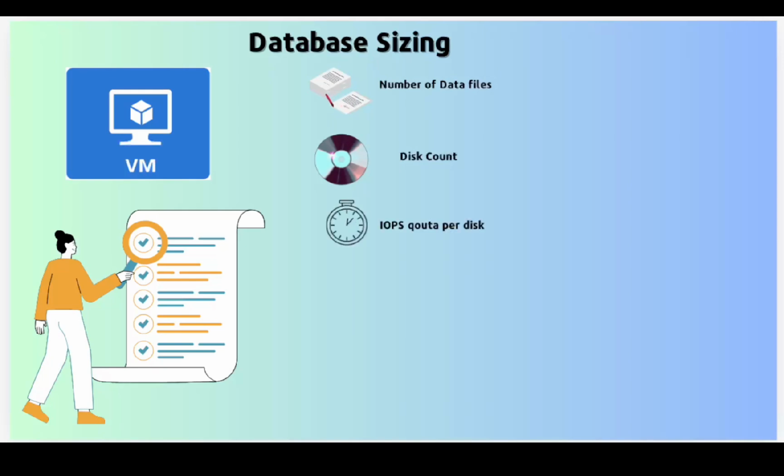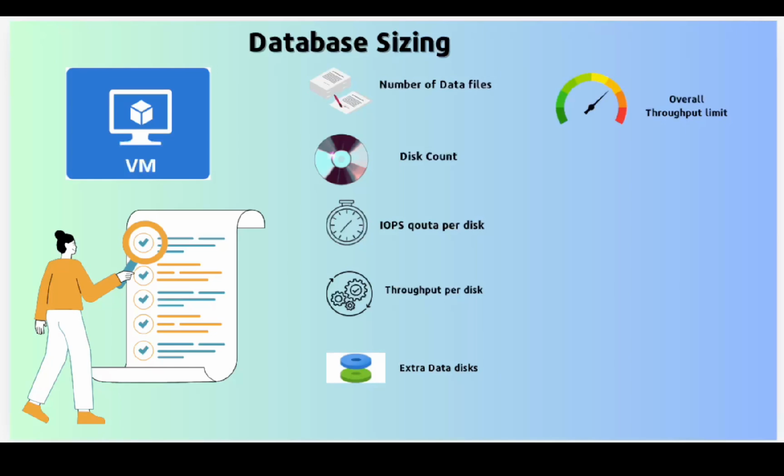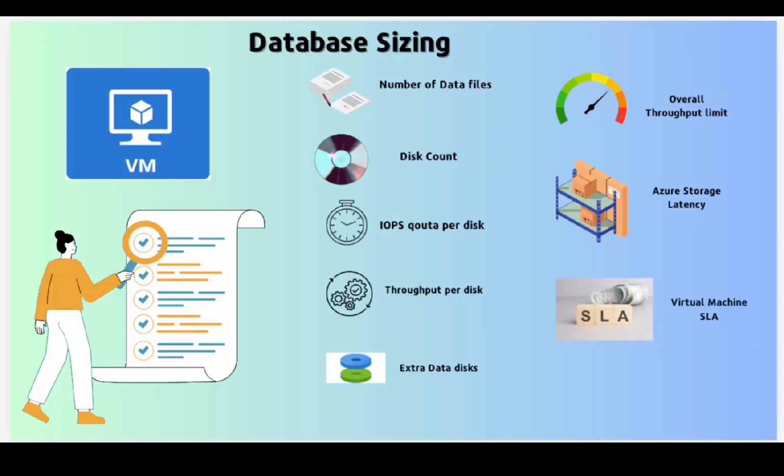IOPS quota per disk. Check the IOPS limit for each disk you are attaching to your virtual machine. Throughput per disk. How fast can the data be read and written? Are you attaching additional disks for better performance? Overall throughput limit. What's the max storage throughput for the entire virtual machine? So every virtual machine has a throughput limit. You need to keep that in mind. Azure storage latency. Different Azure storage types offer varying latency levels. And also make sure you consider virtual machine SLA. What is the service level agreement for reliability?